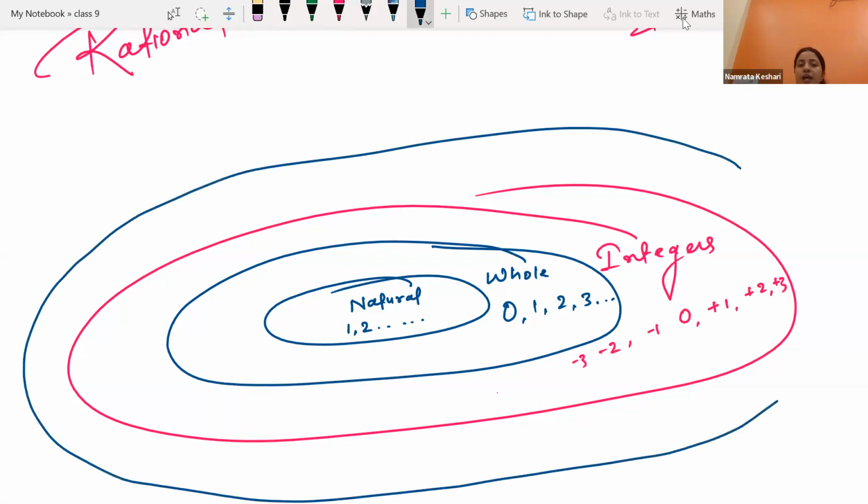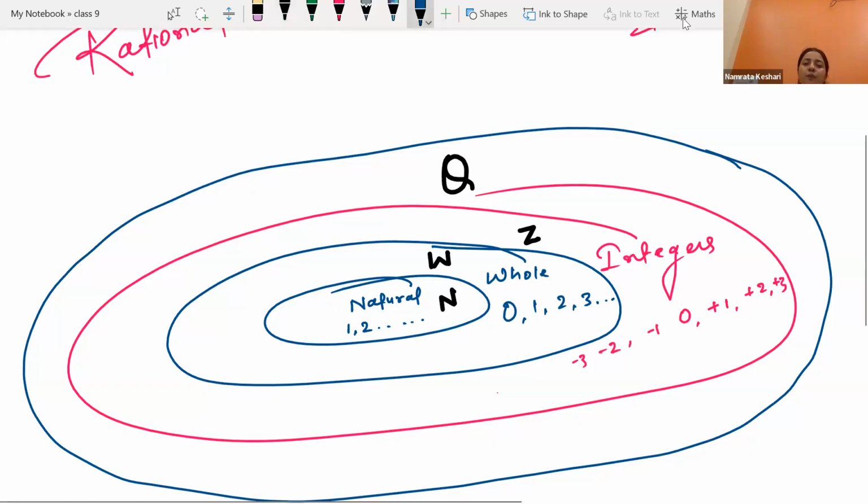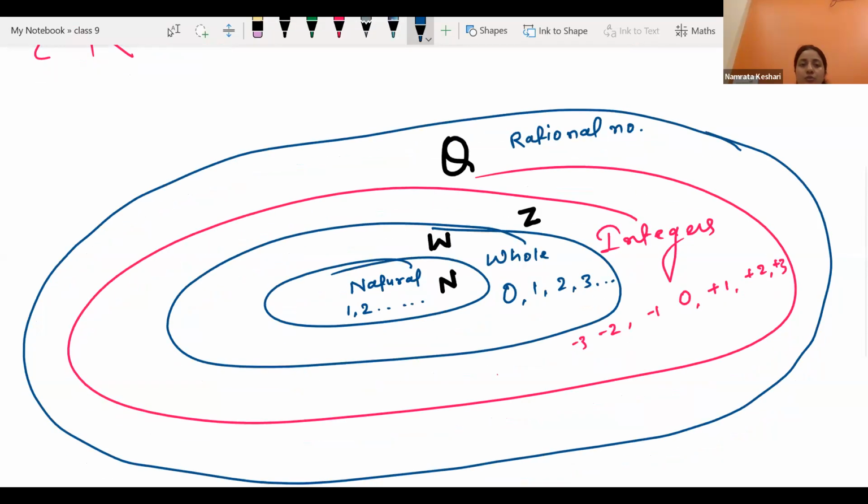We represent natural numbers by capital N. We represent whole numbers by capital W. We represent integers by Z. And we represent rational numbers by capital Q. So rational numbers include all these numbers. Natural numbers are rational, whole numbers are rational, integers are rational. You have learned the definition: any number which is in the form of p by q, where q is not 0, is rational, right? Yes, ma'am. Now we are having irrational numbers also.